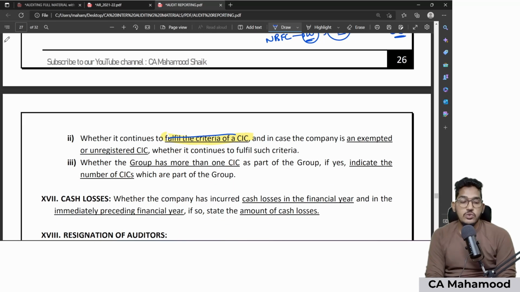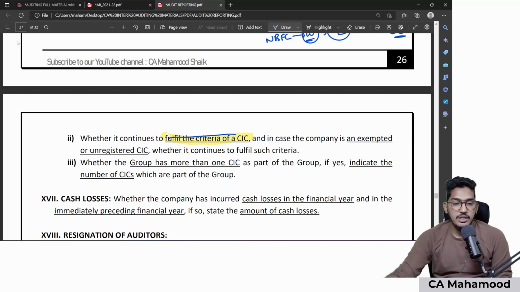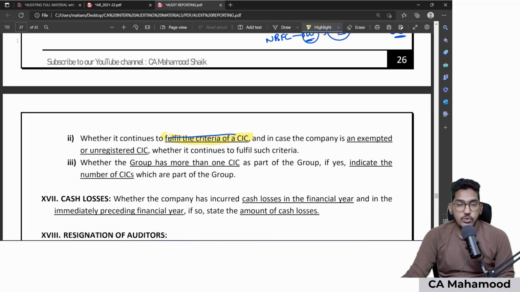And also, as a part of your client's entire group companies, is there only one CIC or more than one CIC? That means whether your client's group companies contain more than one of the group companies enjoying the status of CIC. If yes, how many of those group companies are enjoying the status of CIC? That number of CICs also I need to mention in my report.